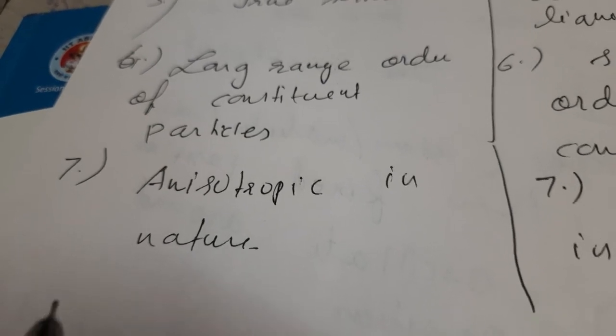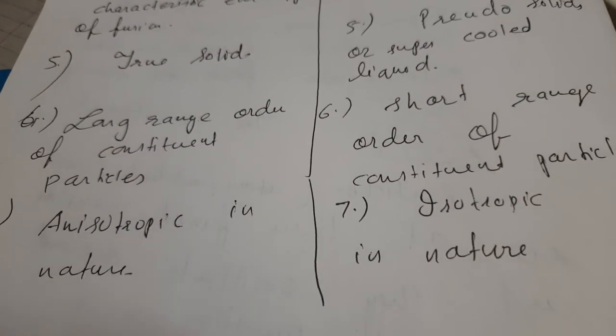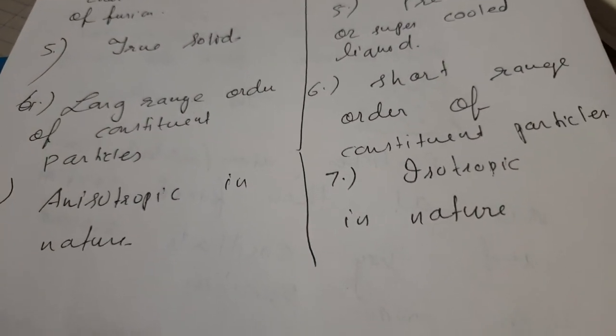Okay. So this is known as anisotropic and isotropic. Later we will discuss tomorrow in the class. Okay, thank you.